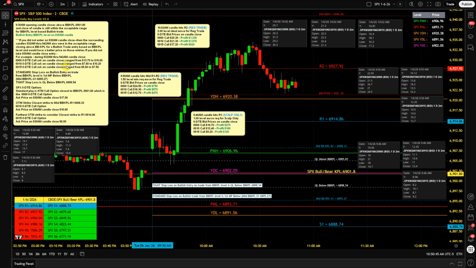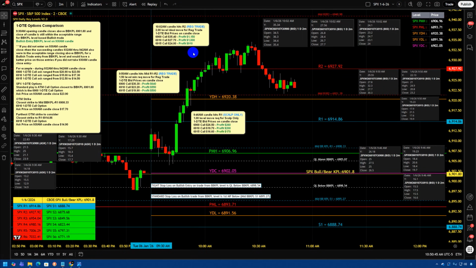All right, so now we'll take a look at the 1DTE options. Okay, so here's the 1DTE options comparison. It's basically the same exact trade setup, except we're going to look at 1DTE and how these pan out versus the 0DTE.